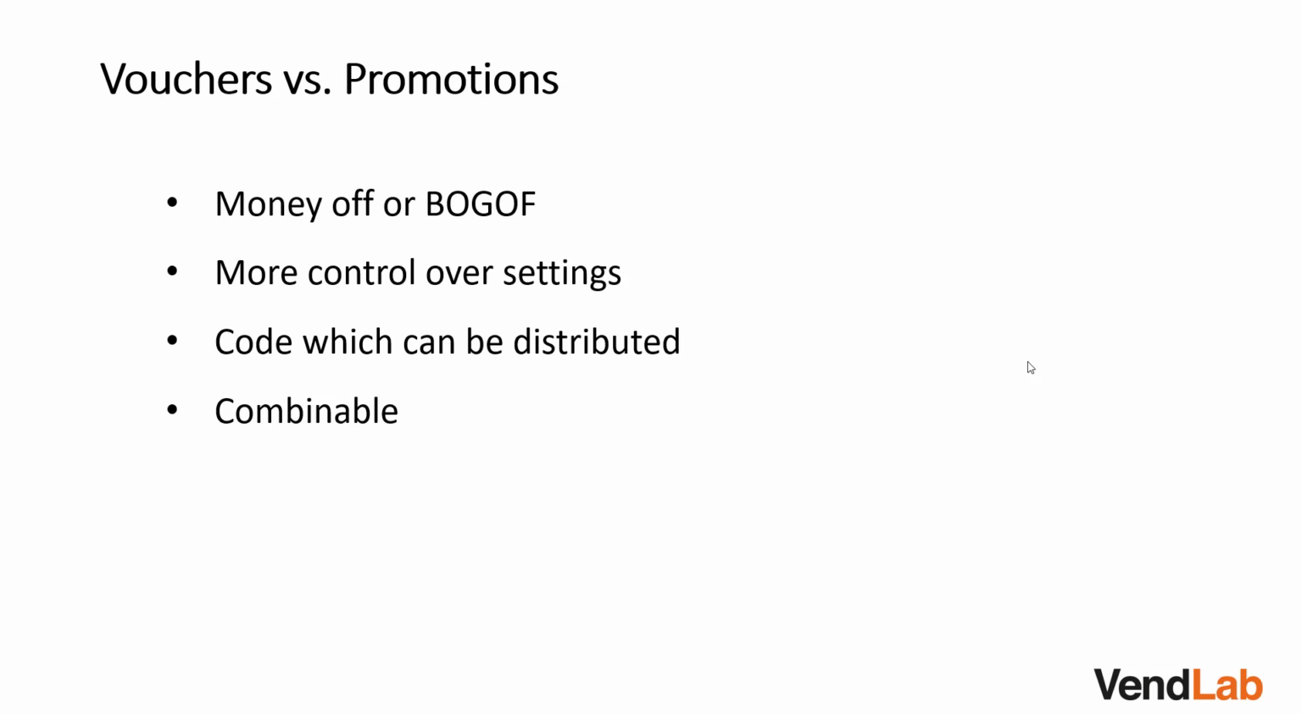Vouchers and promotions do have similarities, but there are also some differences. A voucher can either be money off or percentage off, whereas a promotion can be money off, percentage off, or a buy one get one free offer. On promotions, you have more control over the settings. On promotions, you are furnished with a code which can be distributed on other channels, for example, social media. Promotions are also combinable, so a seller can set up multiple promotions which can be applied against the same order.